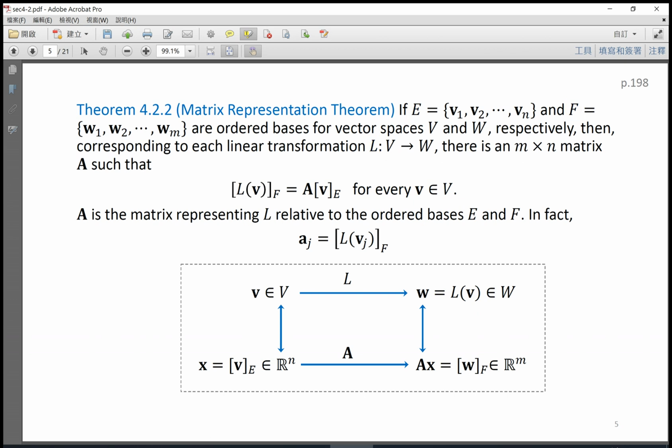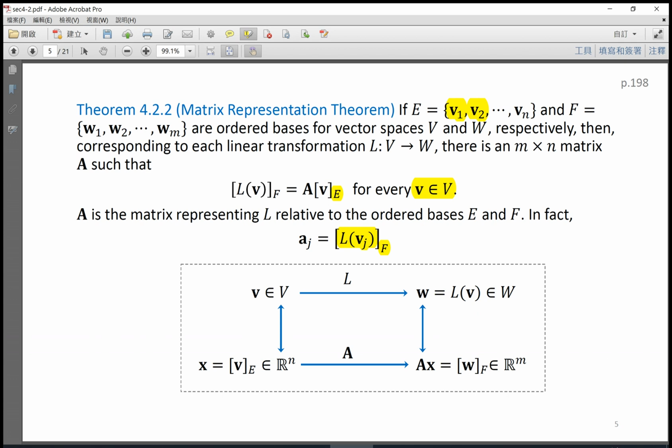If we can properly select V from vector space V, then we are able to recover the matrix representation A. If we select V as V1, the first element in the basis E, then the coordinate of L of V1 with respect to F is the first column of matrix A. If we select V as V2, the second element in the basis E, then the coordinate of L of V2 with respect to F is the second column of matrix A.